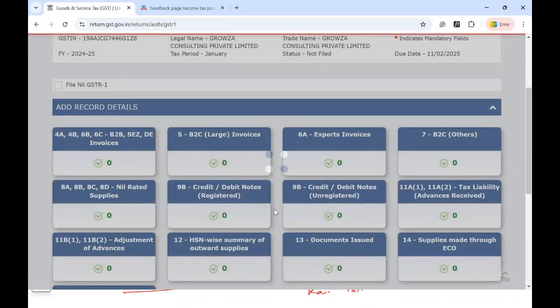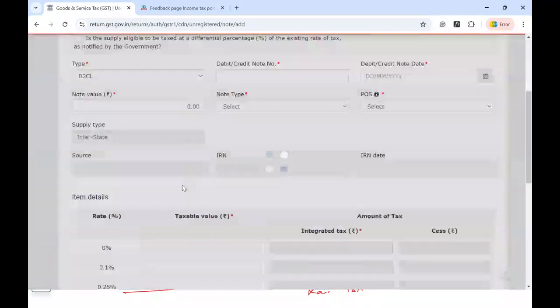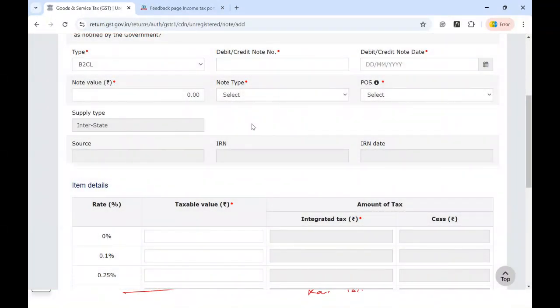And in the case relating to an unregistered person, we are not able to provide the GST number of my customer. In that case, the consolidated figure we are required to provide.